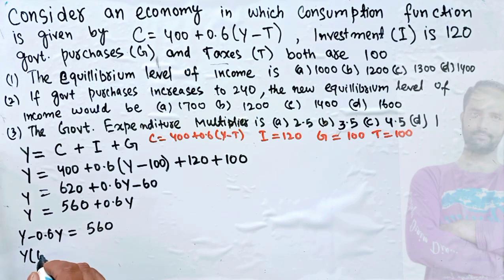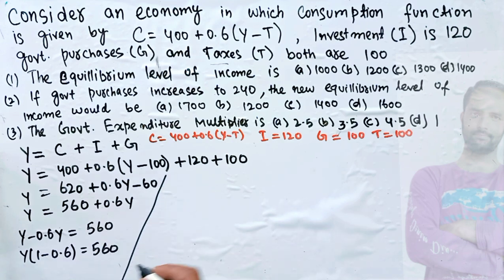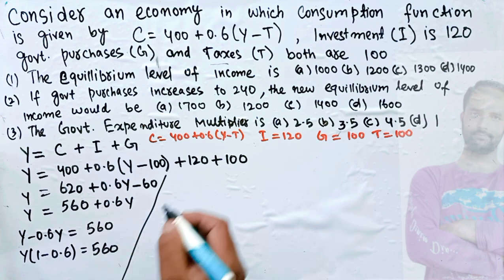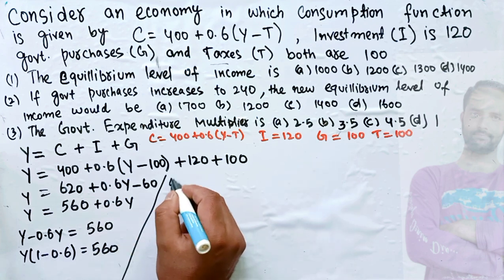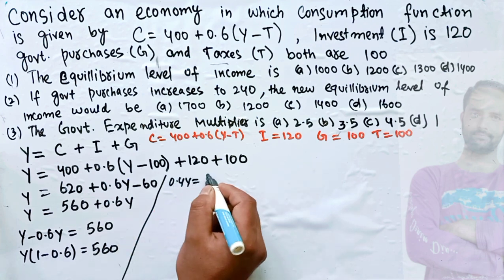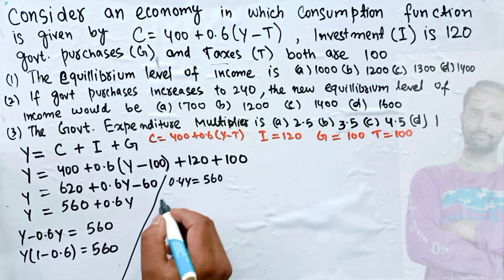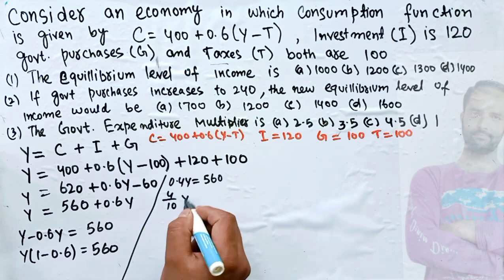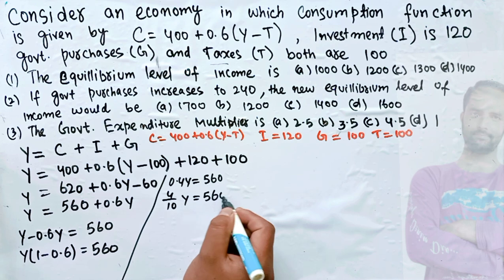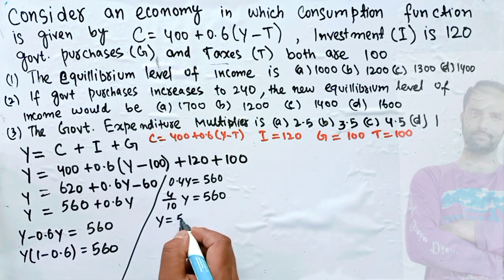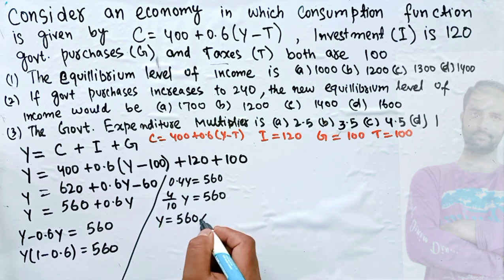Taking y common, we have y times 1 minus 0.6 should be equal to 560, which gives us 1 minus 0.6 comes out to be 0.4. Y times 0.4 should be equal to 560. 0.4 is 4 upon 10. Y into 4 upon 10 is equal to 560. Transposing this to RHS, it will get reciprocated and multiplied.